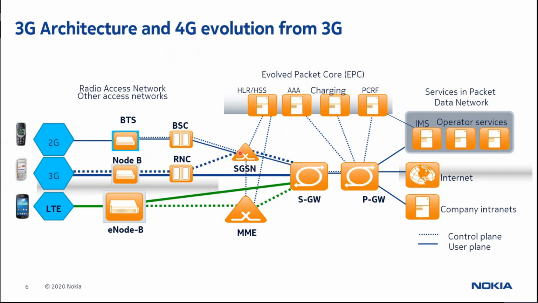So what you can see here is SGSN. There is something called SGW and PGW. They are basically a counterpart for something called GGSN we had earlier. GGSN was the Gateway GPRS Support Node. It was one of the most important entities within the GPRS network.